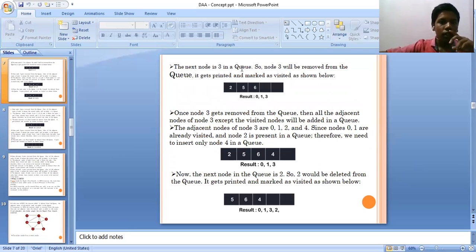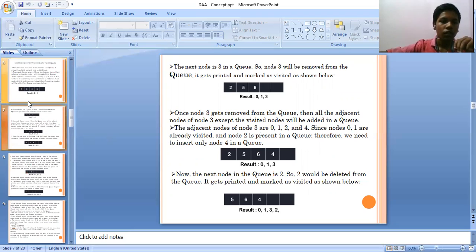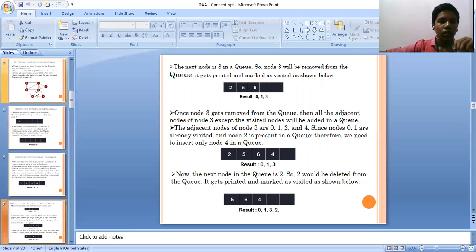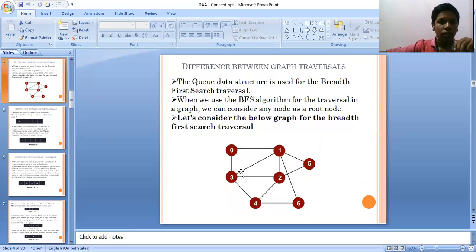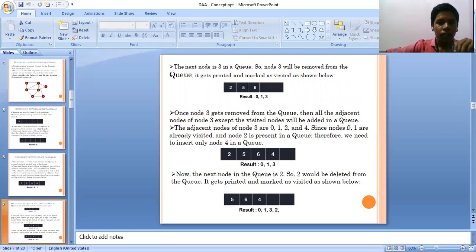The next node is 3 in the queue. So node 3 will be removed from the queue. It gets printed and marked as visited as shown below. Once node 3 gets removed from the queue, then all adjacent nodes of node 3 except the visited nodes will be added in the queue. As we can see, the adjacent nodes of 3 are 0, 1, 2, and 4. Since nodes 0 and 1 are already visited and node 2 is present in the queue, therefore we need to insert only node 4 in the queue.